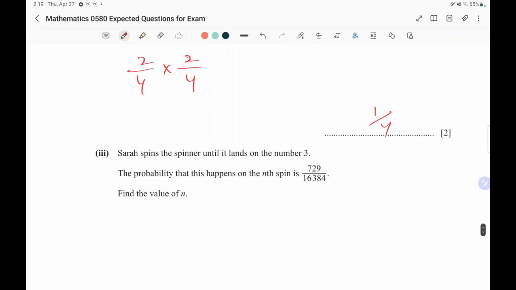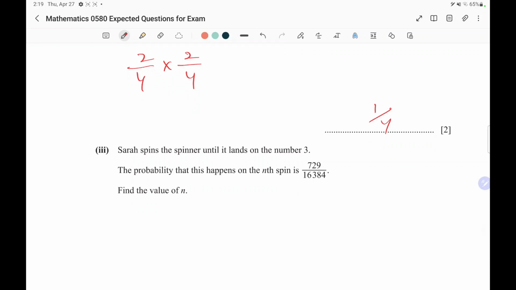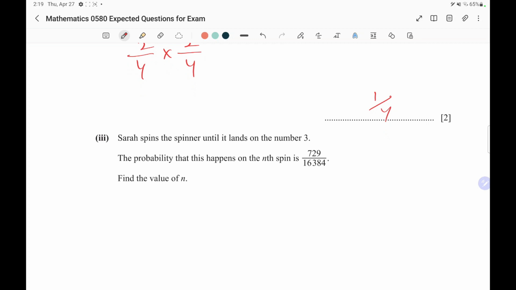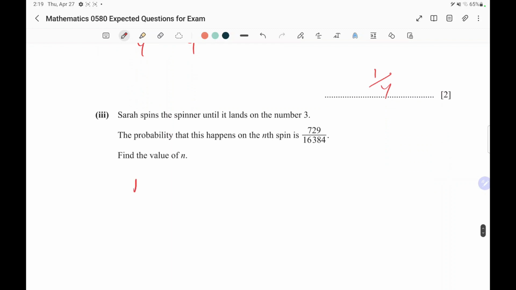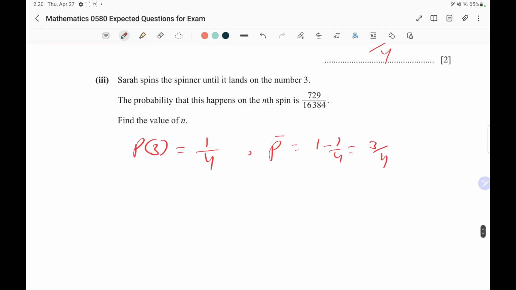Sarah spins the spinner until it lands on number 3. The probability that this happens on the nth spin, find the value. We have only one 3, so the probability of getting 3 is 1 over 4. So the probability of not getting 3 is 1 minus 1 over 4, which is 3 over 4. Now she will get 3 on the nth spin, so it means on the first spin she will not get 3, which is 3 over 4. Second spin 3 over 4. Third spin 3 over 4, because she is not getting it.